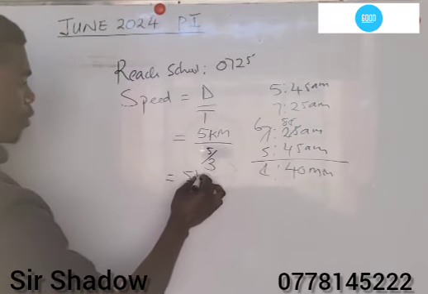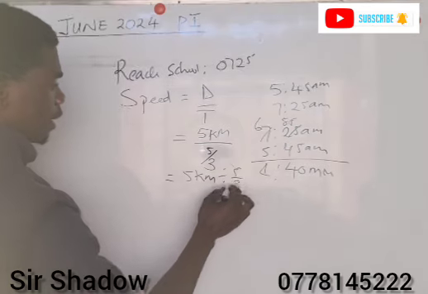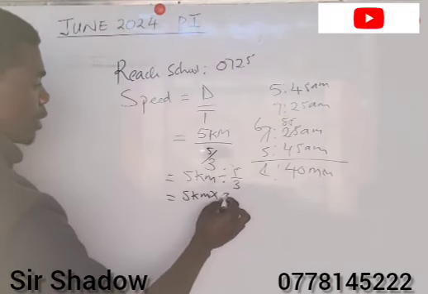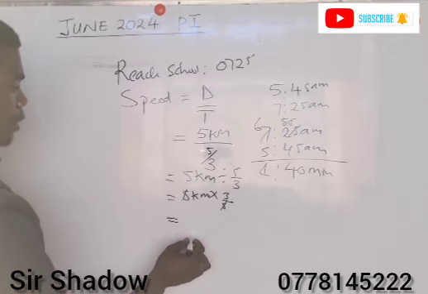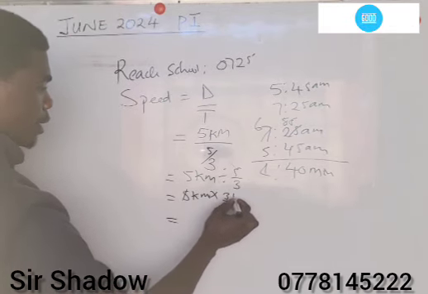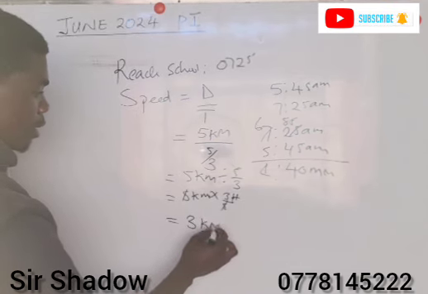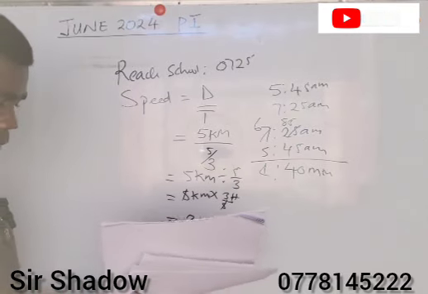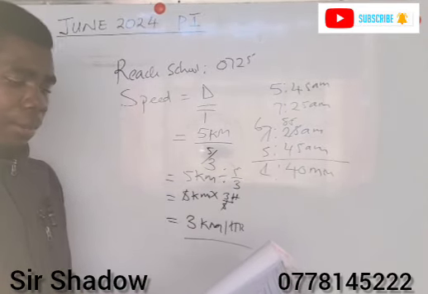So we have 5 kilometers divided by 5 over 3. This is equal to 5 kilometers multiplied by 3 over 5. The time is in hours, so it becomes 3 kilometers per hour. The learner was walking at 3 kilometers per hour.